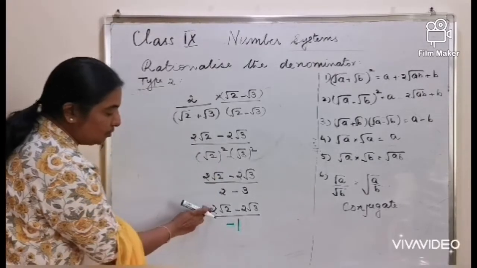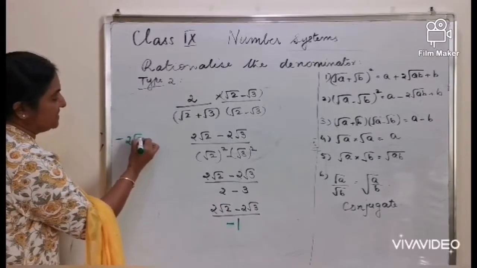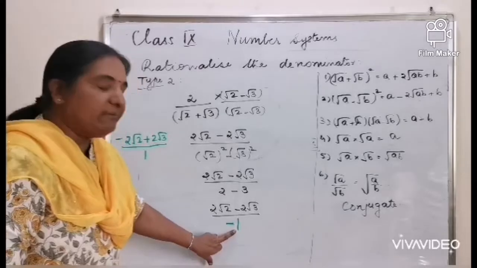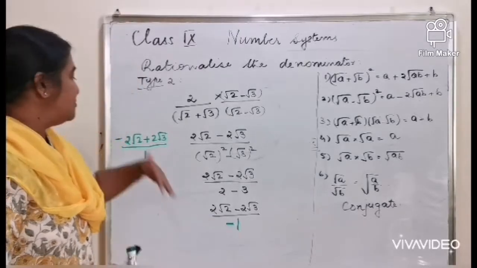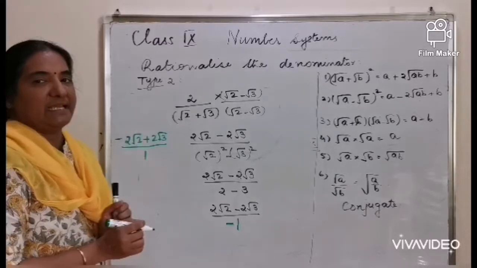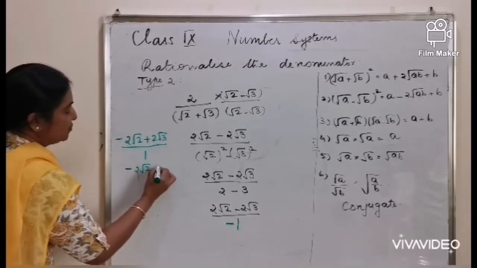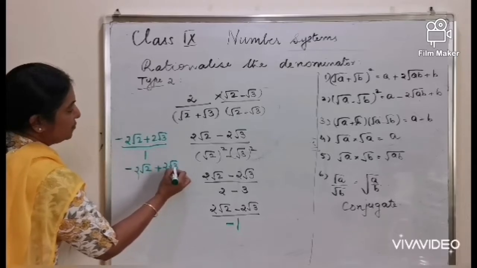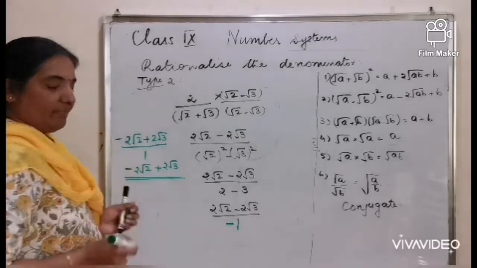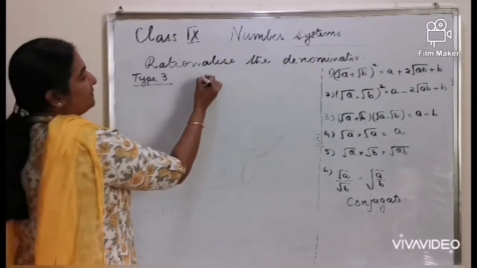Here the numerator 2 root 2 is having a positive sign. It will take a negative sign. -2 root 3 will take a positive 2 root 3, and thus the denominator has become a positive 1. The concept is you are multiplying and dividing by -1, but whenever you get a denominator -1, change the signs.